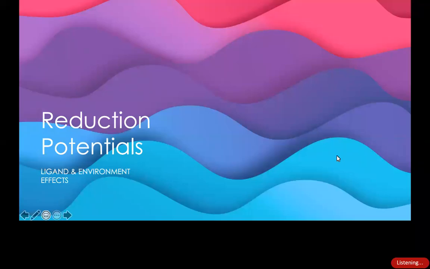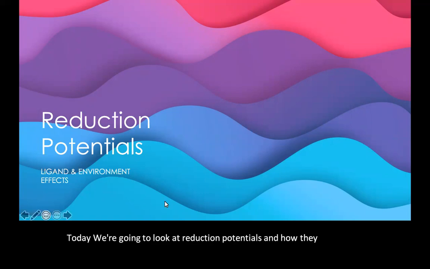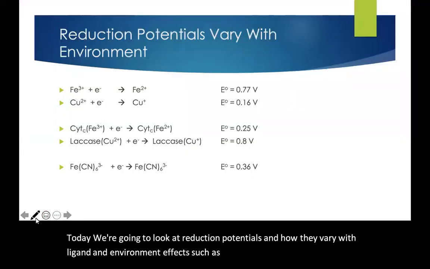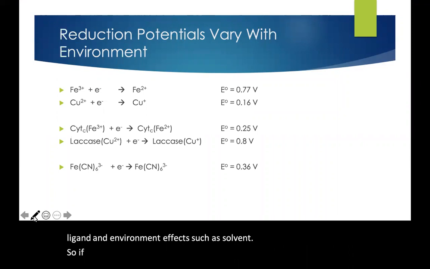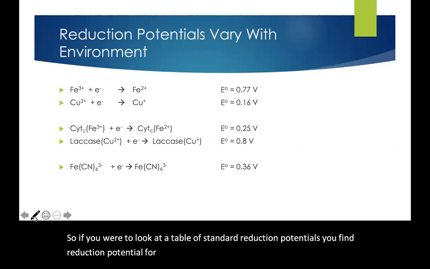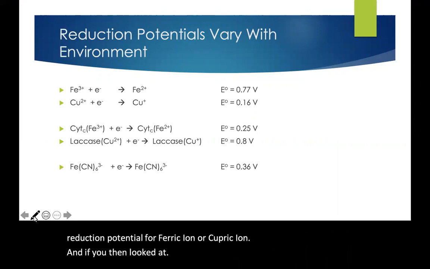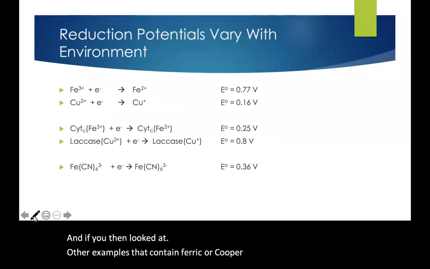Today we're going to look at reduction potentials and how they vary with ligand and environment effects such as solvent. So if you were to look at a table of standard reduction potentials, you find a reduction potential for ferric ion or cupric ion. And if you then looked at other examples that contain ferric or cupric ion, you might find reduction potentials that are very different.